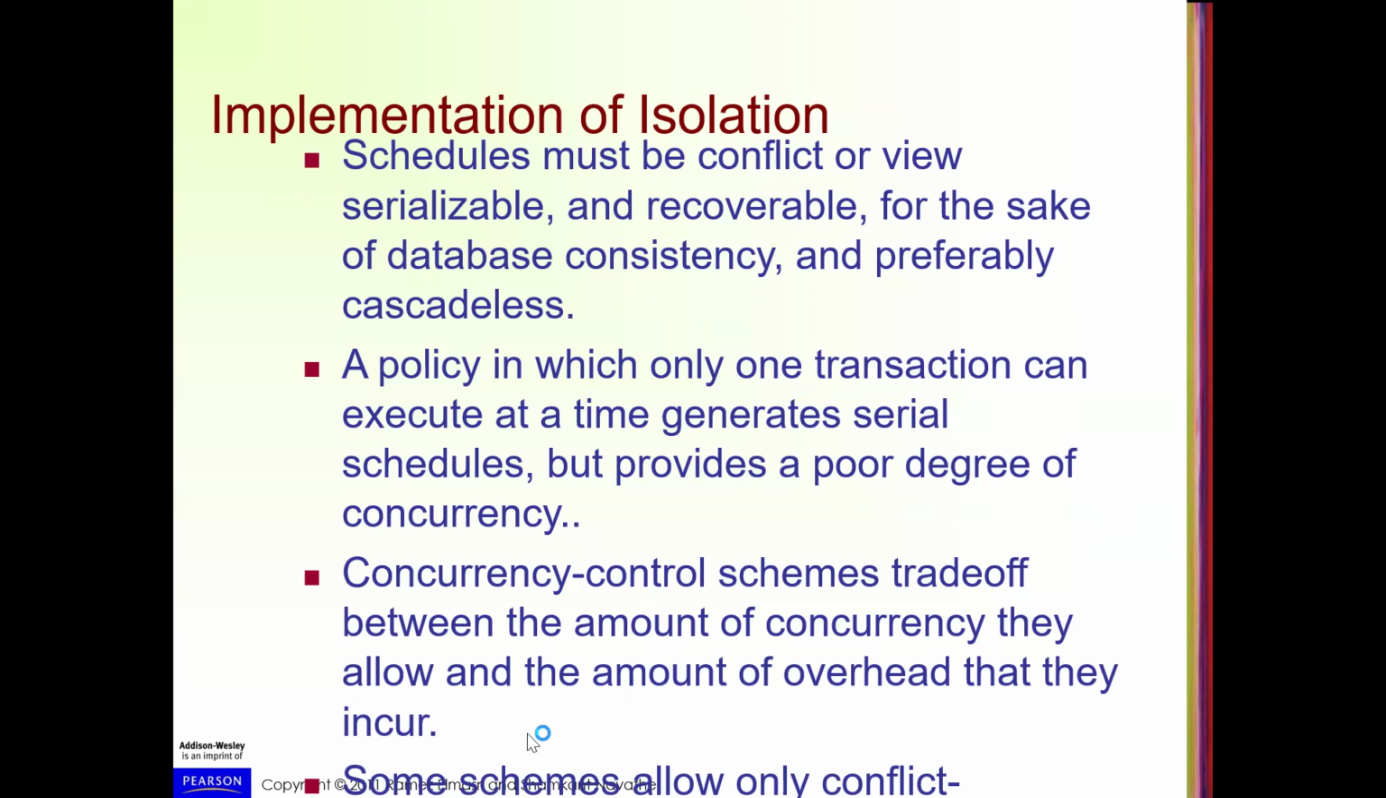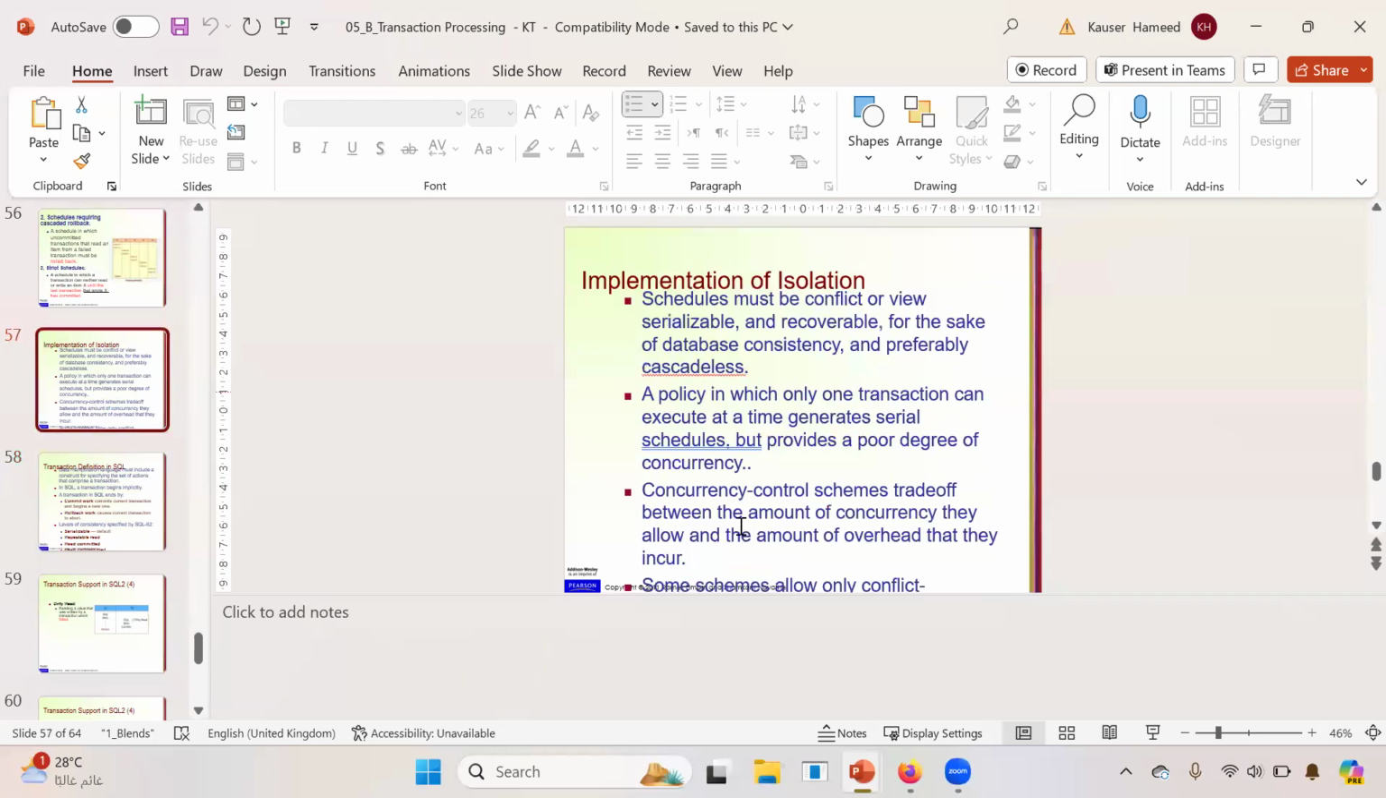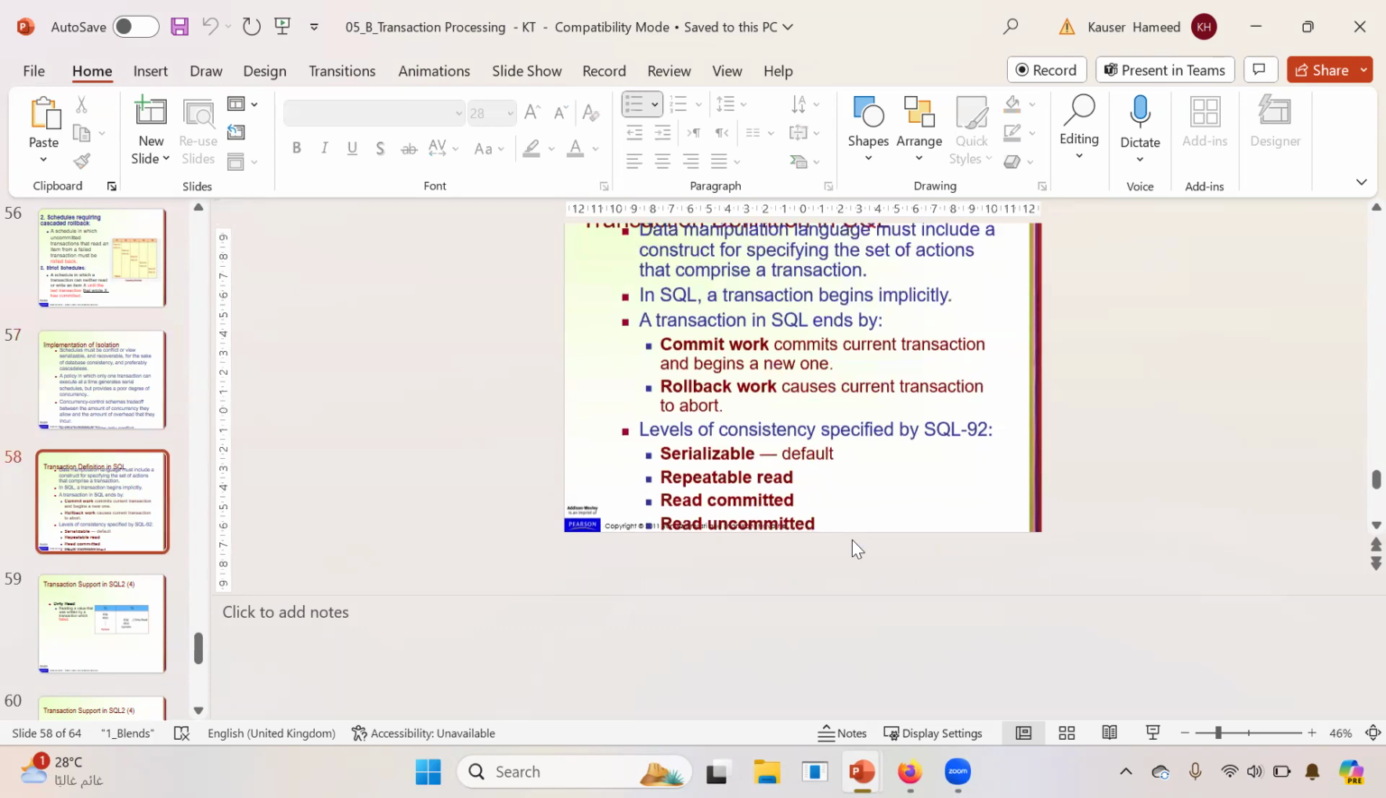Some schemes allow only conflict serializable schedules. I want you to note this point. Some schemes allow conflict serializable schedules to be generated, while others allow view serializable schedules that are not conflict serializable schedules.